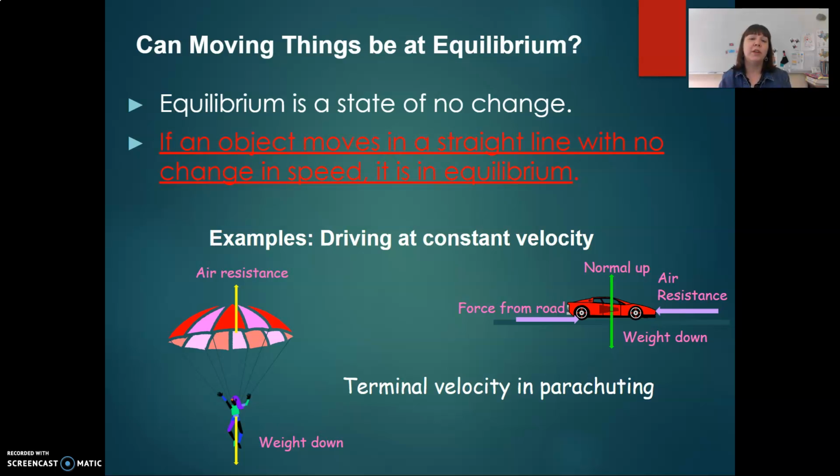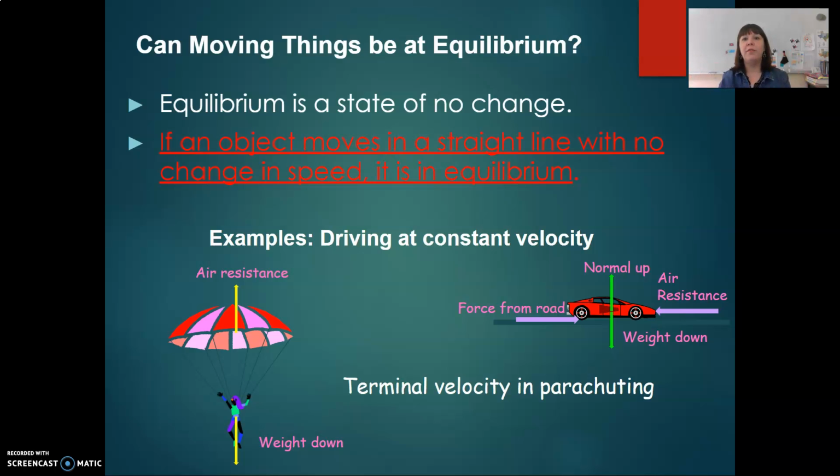So if an object is going in a straight line with no change in its speed, then it can be at equilibrium. So think about the race car down here. We've got the force from the road pushing the car forward, the tires against the road. We've got air resistance that's balancing that out. We've got the weight, the normal force. If those are all balanced, we could be moving at a constant velocity. We could be on cruise control.